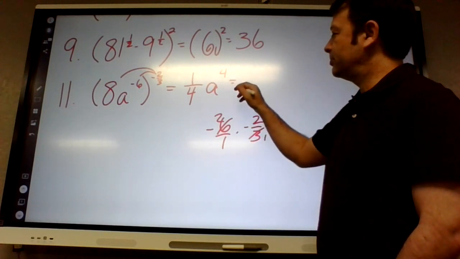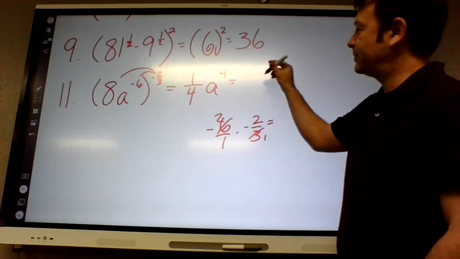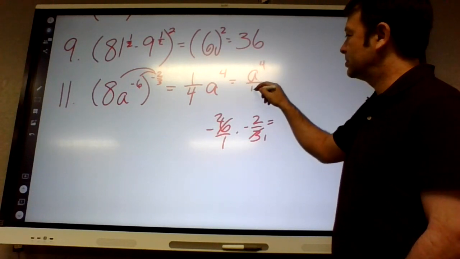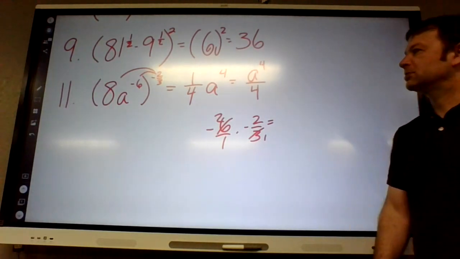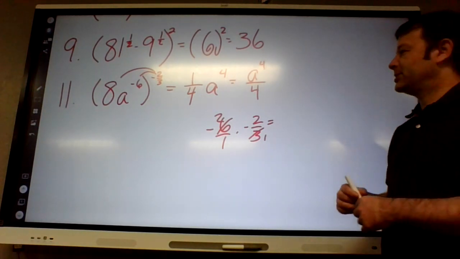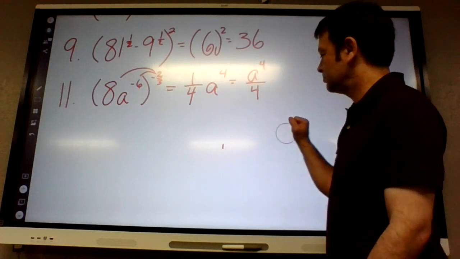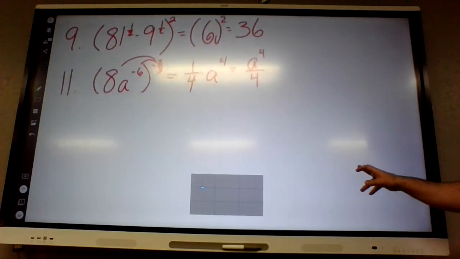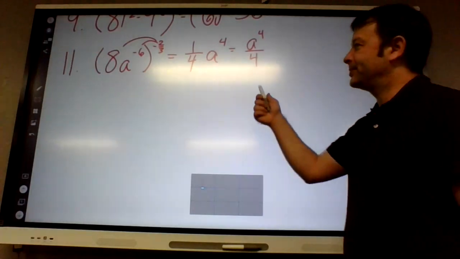The book might have just left like a to the 4th on the top, so they might have written it like this. Probably did, actually. This book likes to do that. But those are both acceptable answers.